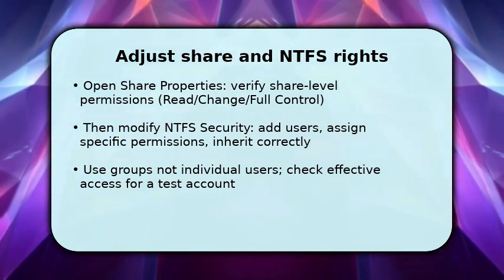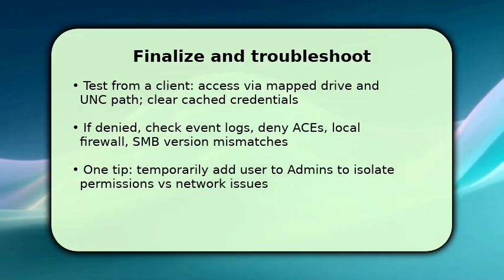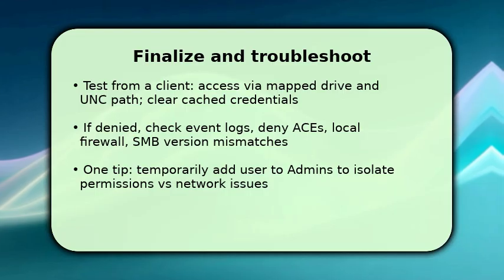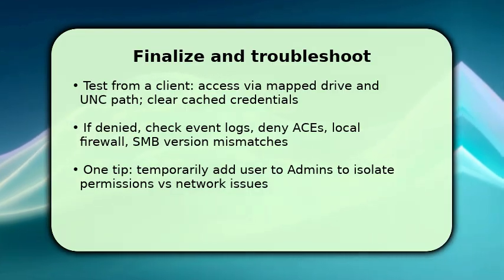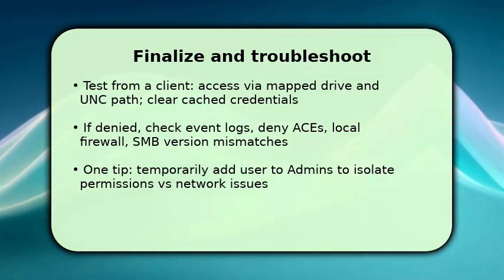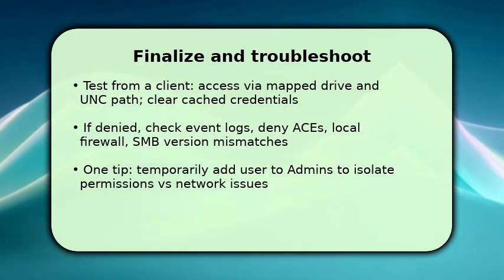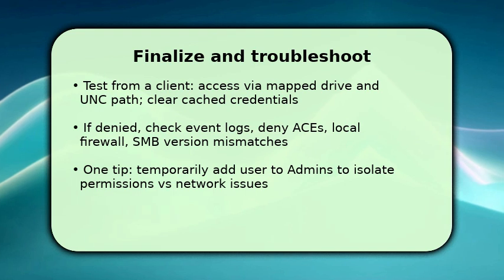You finish by testing from a client machine. Map the drive or access the UNC path, and if needed, clear cached credentials or use runas to simulate the user. If access fails, inspect Windows event logs for access denied entries, look for explicit deny ACEs on NTFS, verify firewall rules and SMB protocol compatibility. Once identified, fix the specific cause.